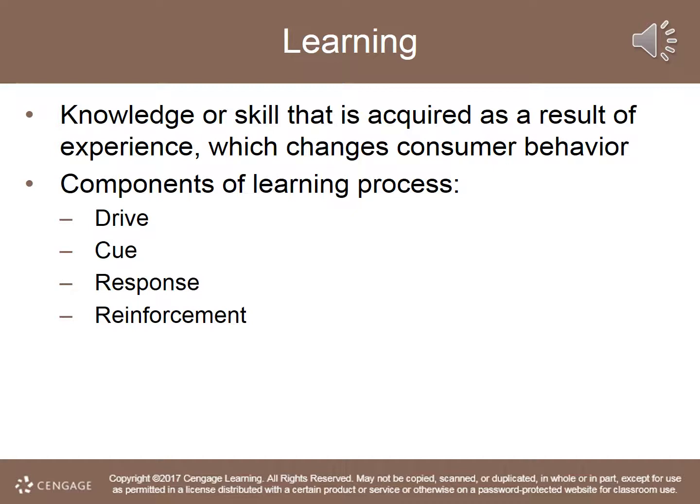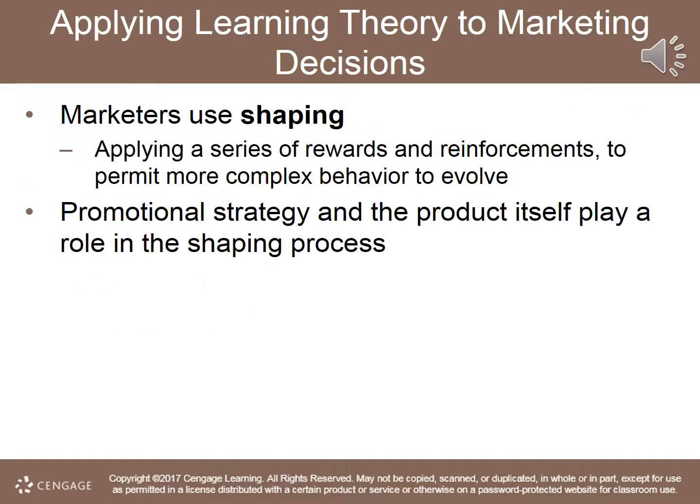Learning also relies on a cue, any object or signal in the environment that determines the nature of the consumer's response to a drive. A response is the individual's reaction to a set of cues and drives. Marketers must find a way to develop a desired outcome, such as repeat purchase behavior, gradually over time. Shaping is the process of applying a series of rewards and reinforcements to permit more complex behavior to evolve.